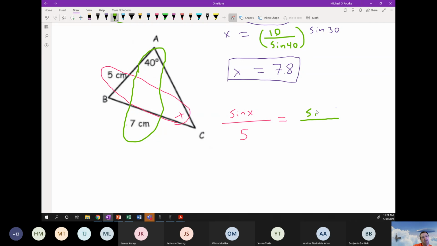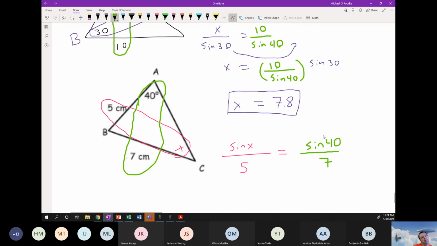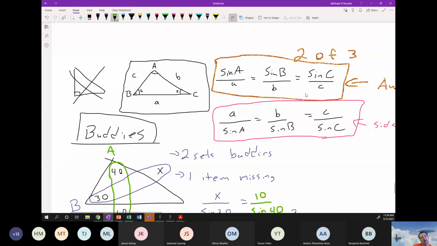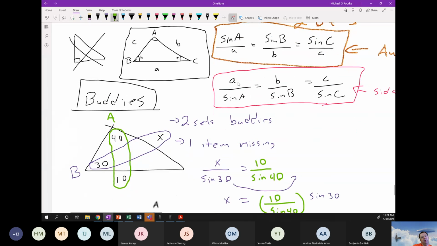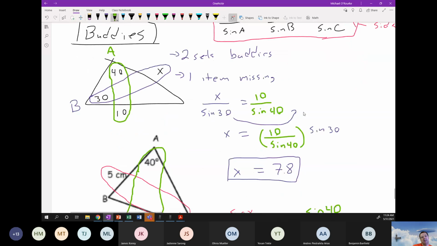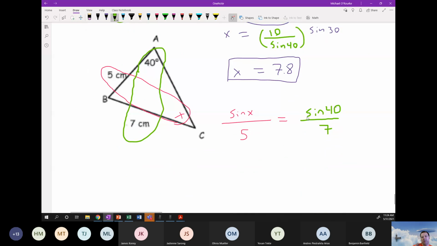match. In this case, it's going to be sine 40. Then the side, its buddy, is 7. So as much as I love this equation, as long as we know we put our unknown on top, we put the buddy underneath, it works out to the exact same with, I would say, a little less confusion.